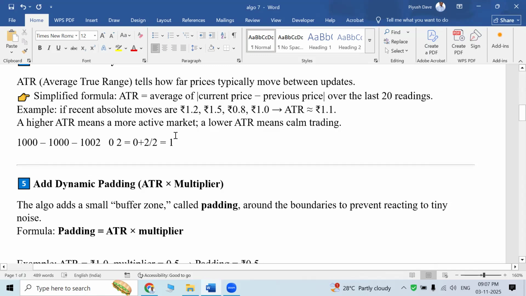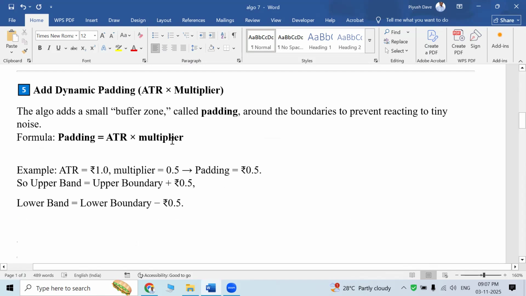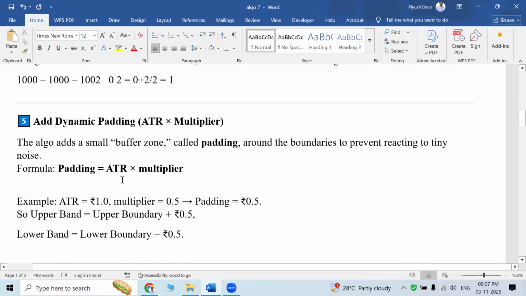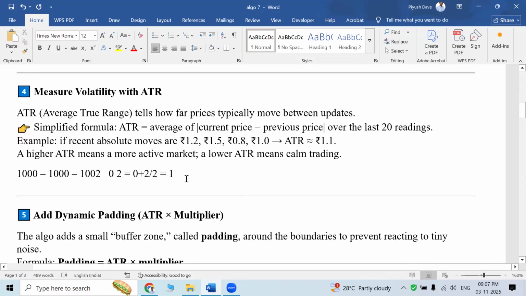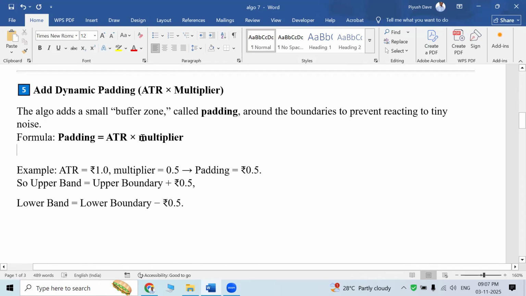Now one more thing which we are going to add, and that makes this range very smart, is adding a padding. So padding is ATR multiplied by a multiplier. The ATR we have calculated from the 20 prices collected from the market. Then we will multiply it with some value, which is called the multiplier, and ATR multiplied by multiplier is called padding. Suppose we have taken the ATR as 1 from the market and the multiplier we have assumed as 0.5. So the padding will be 0.5.